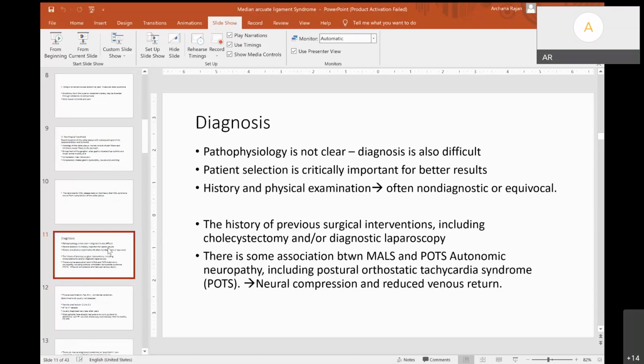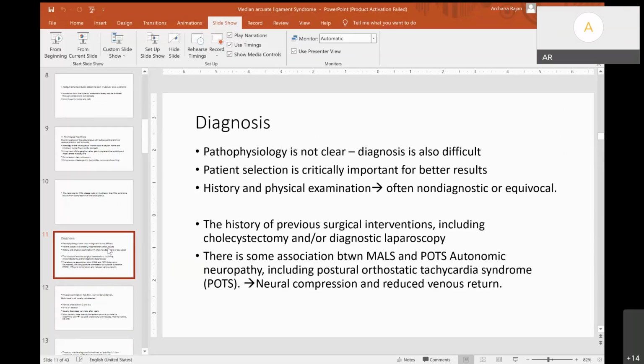Now coming to the diagnosis. There is a little bit of confusion regarding the pathophysiology, and so the diagnosis is also difficult in median arcuate ligament syndrome. The patient selection is very critically important for better results after any intervention. So first thing is history and physical examination. The history is usually they present with abdominal pain, and often it may be non-diagnostic or equivocal.